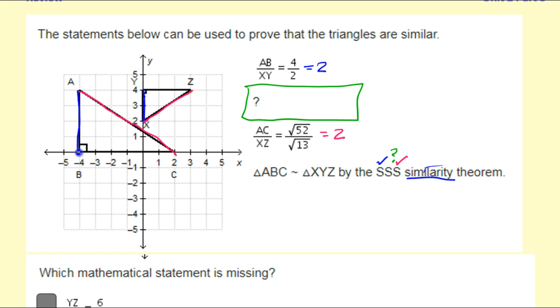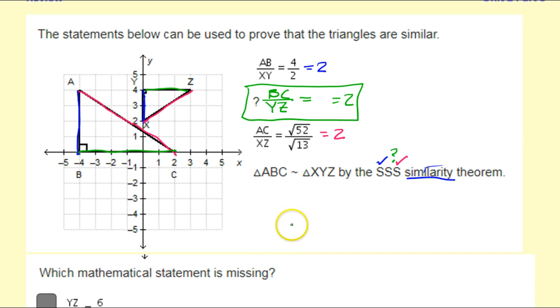So the missing statement must be what I'm about to draw in green. And we're doing big over small. So these are the only remaining sides, so they must be corresponding. So it would have to be BC over YZ. Or it could be CB or ZY, as long as the letters are the same. And it has to equal something that equals 2. I don't care what the numbers are, but they better equal 2.